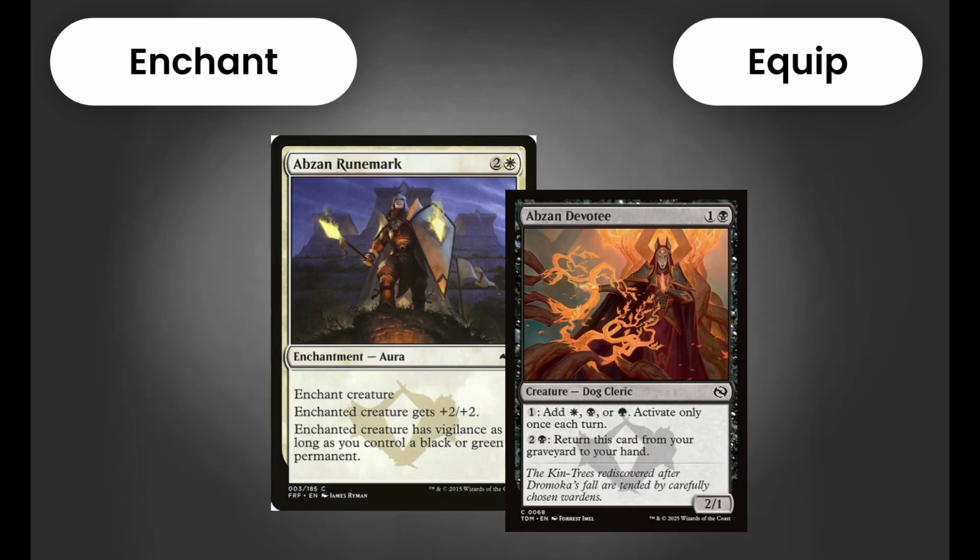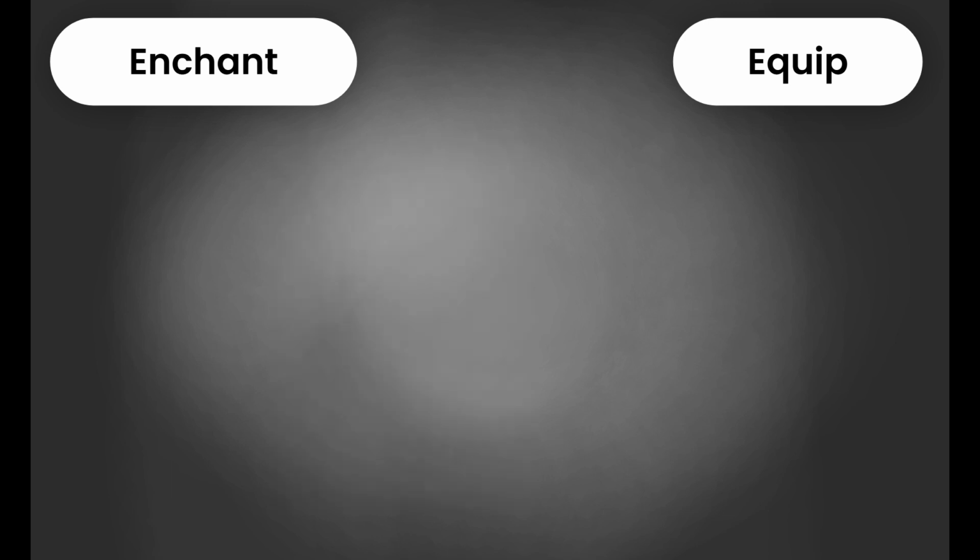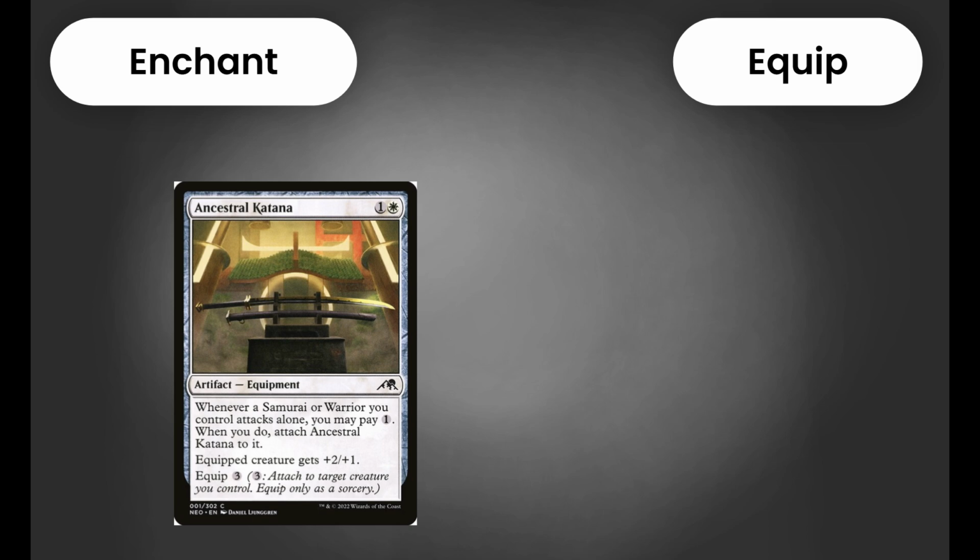When an enchanted creature leaves play, the aura goes to the graveyard, unless stated otherwise. When an equipped creature leaves play, the equipment remains on the battlefield and can be equipped again.